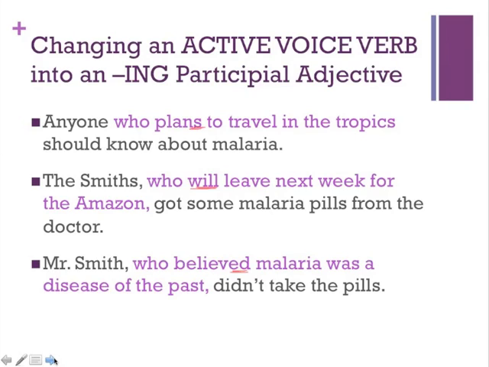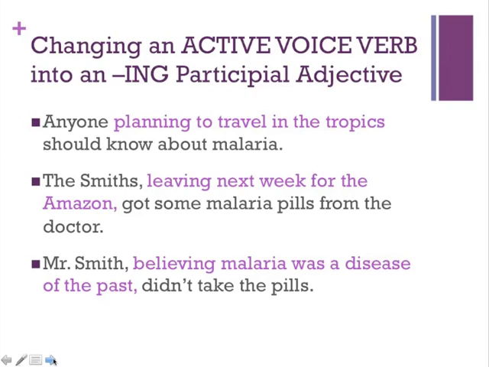Now, watch what happens when we want to put them into an ing participle. In other words, we want to reduce the situation. Now notice what we have. Plans becomes planning. We eliminated the connector, and now we have the participle. Leave becomes leaving. Will leave becomes leaving. And believed in the past tense becomes believing, ing. So again, in all three of these cases, we've taken the active voice verb and created an ing participle adjective.